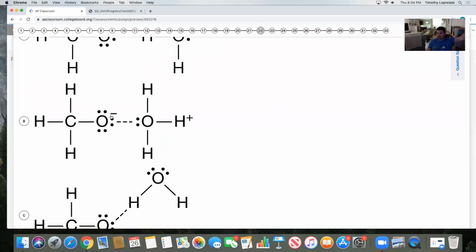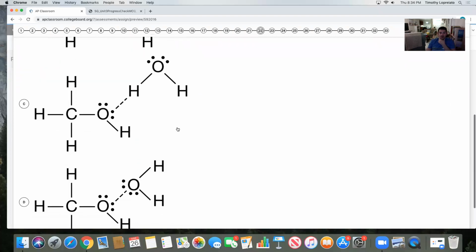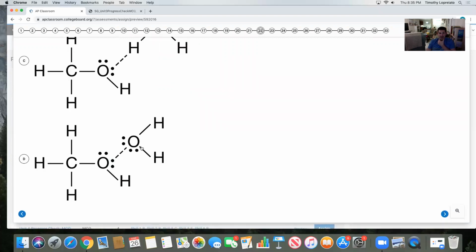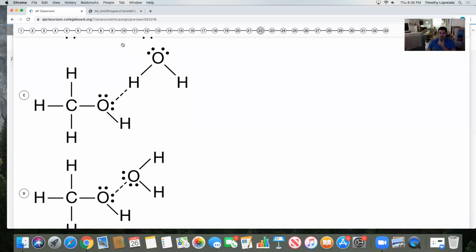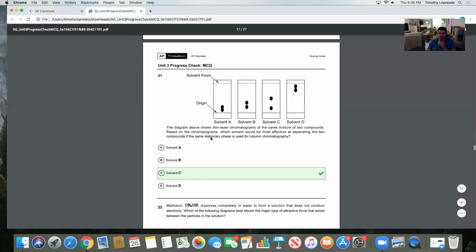It's not choice B either, because again, we have the charges. Ooh, choice C, look at that. Hydrogen bonding between the hydrogen of water and the oxygen of the methanol. I like choice C. Choice D, do I like it? It's oxygen attracted to another oxygen. No, they would repel, right? They're not going to like that. They're both slightly negative, so they're going to push away. It's going to be choice C for question 22.